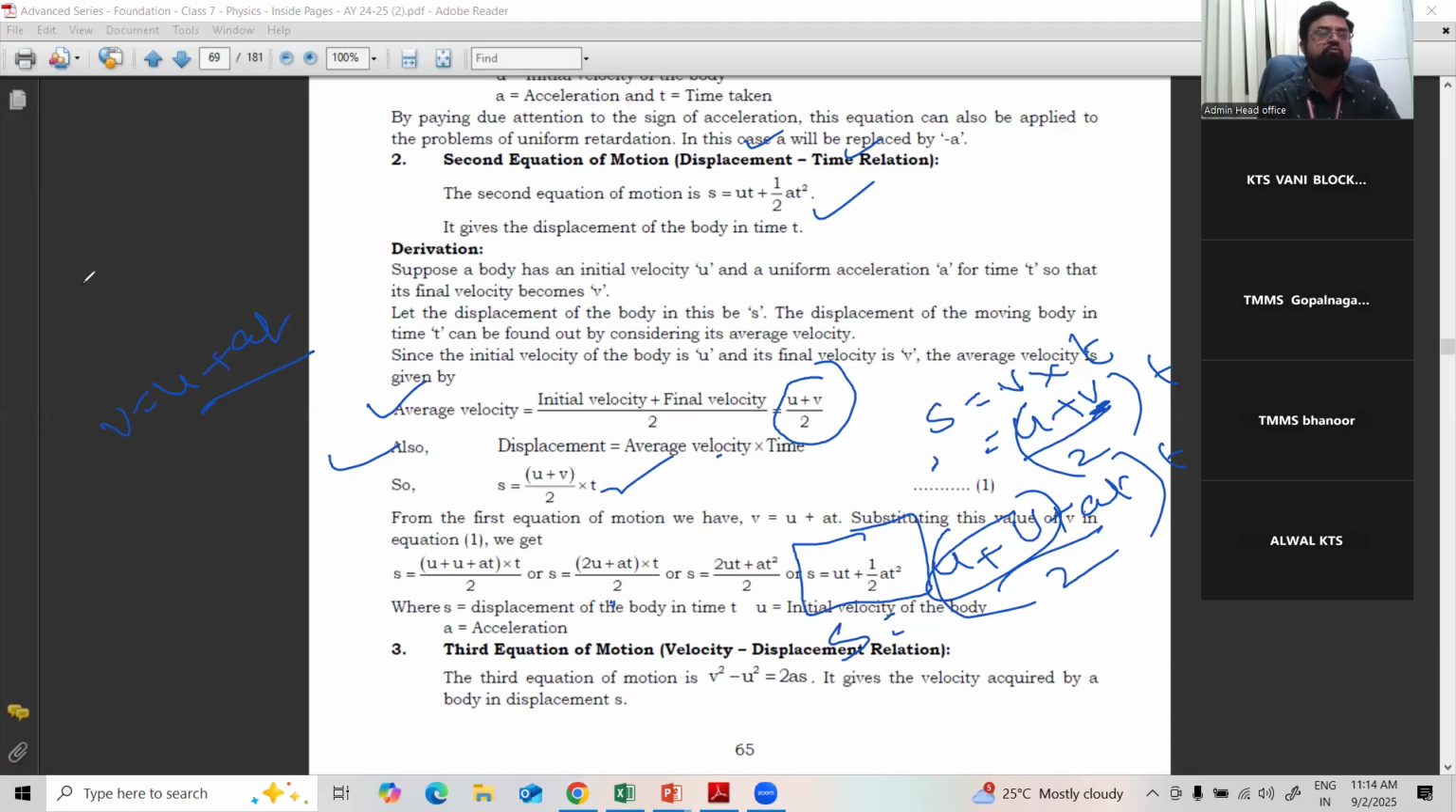So you know velocity is equal to displacement by time, so displacement is equal to velocity into time. We have taken the average velocity in place of v, because there are two velocities. Again in place of v, we substitute equation 1, u plus at. Then both substitutions are made, and finally we get S is equal to ut plus half at square. Equation number 2. Simple way.